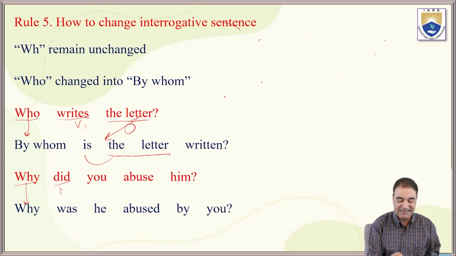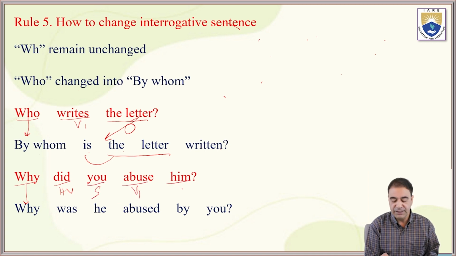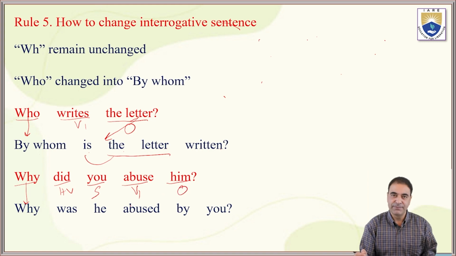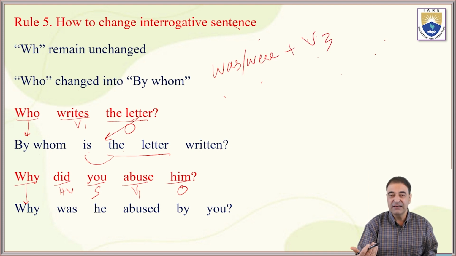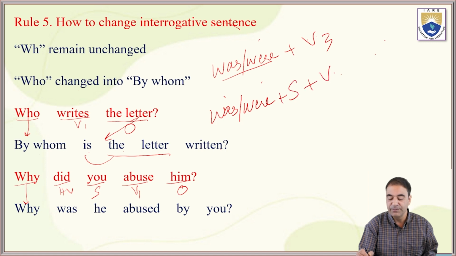Then we have did. This is helping verb. You, this is subject. Abuse, this is verb in first form. Him, this is object. This is simple past tense. And simple past tense will change into was, were, plus verb in third form. But if it is an interrogative sentence, then we have to introduce subject after helping verbs. What is the helping verb? Was, were. Now it's like this: was, were, plus subject plus verb in third form.